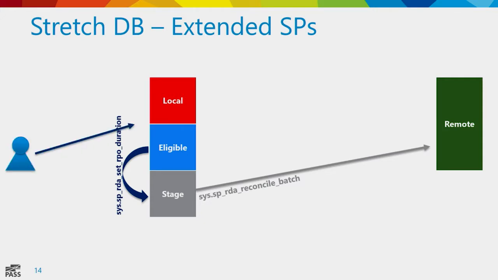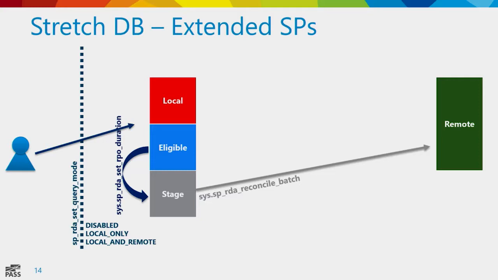If any user wants to access the local table or the eligible table, whatever resides in the local, you can set up a query mode and make restrictions for them. With this query mode, you can say whether the user can access only local data, or use both local and remote, or cannot access any data at all. So you can set that option with these.